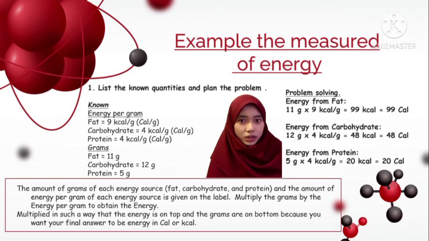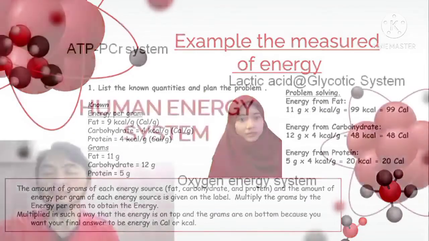It is because you want your final answer to be in kilocalories or calories. For example, I choose energy from fat. The grams of fat was 11 grams multiplied with the units of energy per gram, which is 9 kilocalories per gram. So we get the answer 99 kilocalories, equal to 99 calories.